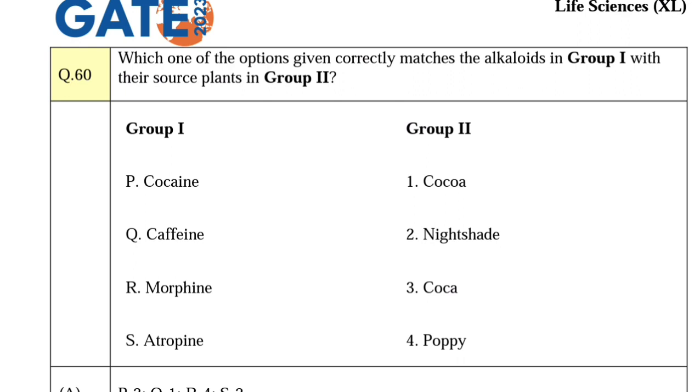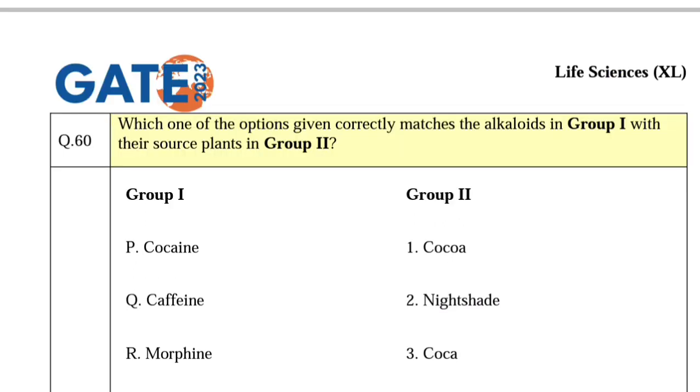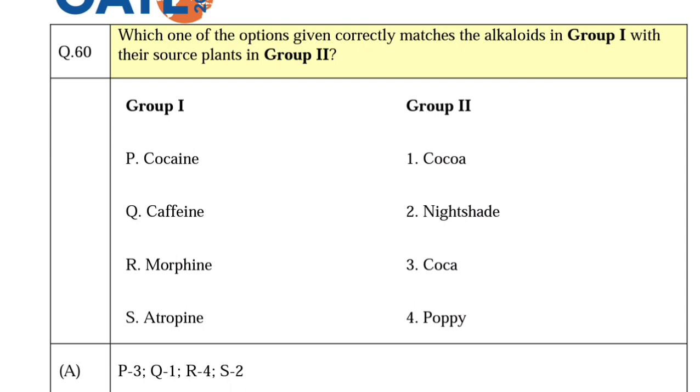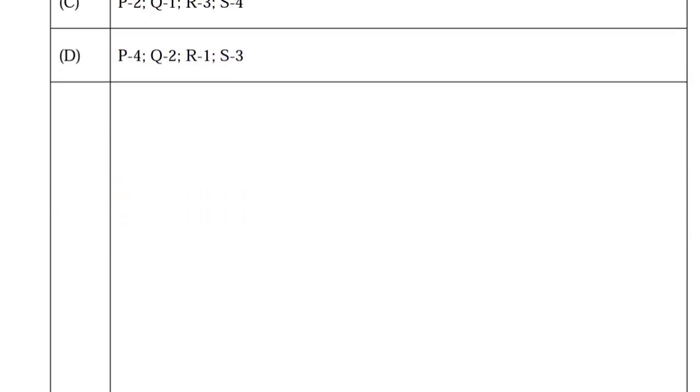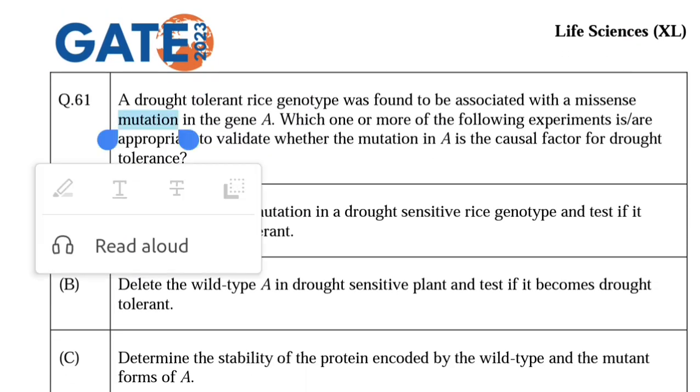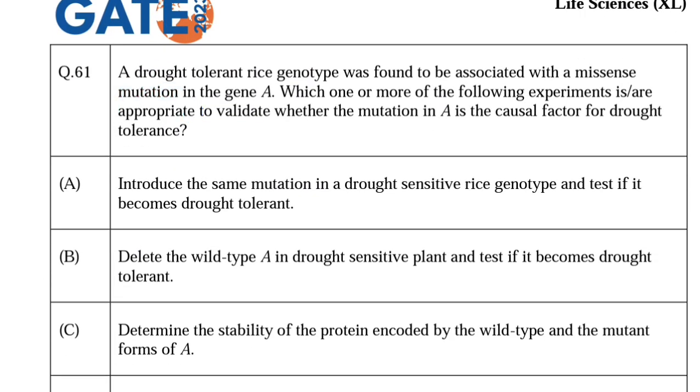Q.60. Which one of the options given correctly matches the alkaloids in Group 1 with their source plants in Group 2? Group 1: P. Cocaine, Q. Caffeine, R. Morphine, S. Atropine. Group 2: 1. Cocoa, 2. Nightshade, 3. Coca, 4. Poppy. A. P3, Q1, R4, S2. B. P1, Q3, R4, S2. C. P2, Q1, R3, S4.